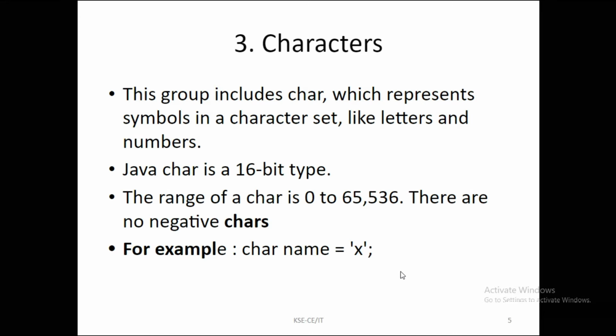For example, char, that is our data type, and you can also say that is a keyword. Then name, name is a variable name, is equal to single quotes X. Right, in single quotes we have to write a character. So the compiler knows that if single quotes are there, it means it is a character data type. Okay, then again semicolon.